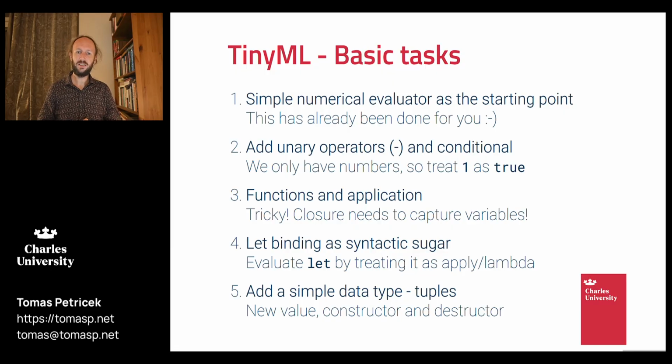So the first task, number 2, that's just extending the existing code a little bit, adding a unary operator like minus in addition to the existing binary operators, and adding a conditional. The unary operators are relatively easy. The conditional is more interesting because you can try to do this correctly and only evaluate the sub-expression that you actually need. In our case for binary expressions, we always evaluate both sub-expressions. In TinyML, we don't have booleans, we only have numbers, so treat one as true and any other number as false.